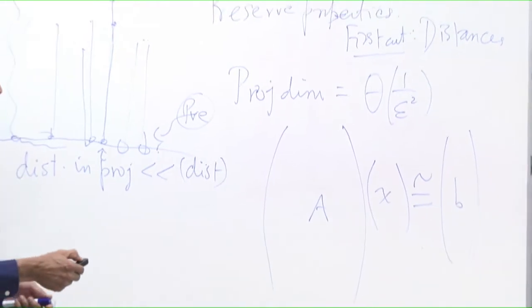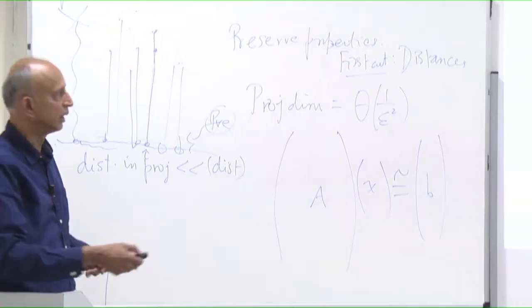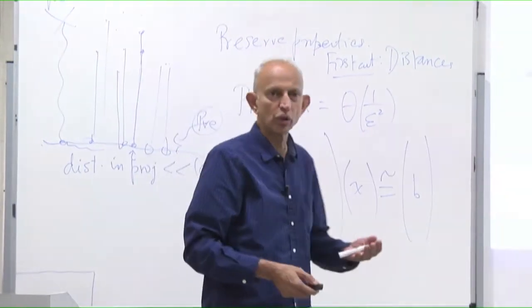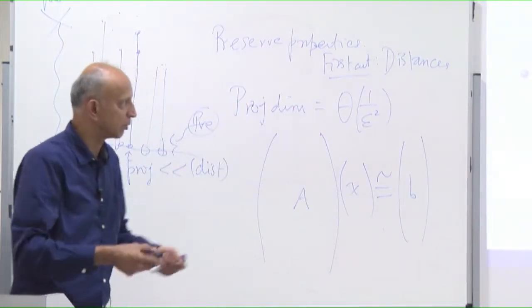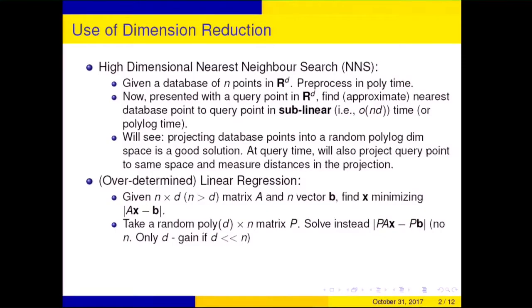So this is interesting in the case when A is much taller than it is wide. N is much larger than D. That's called overdetermined, underdetermined if it's the other way, right? So here is a thought. You take a random projection of both sides. You must hit both sides. So I can draw the picture better.